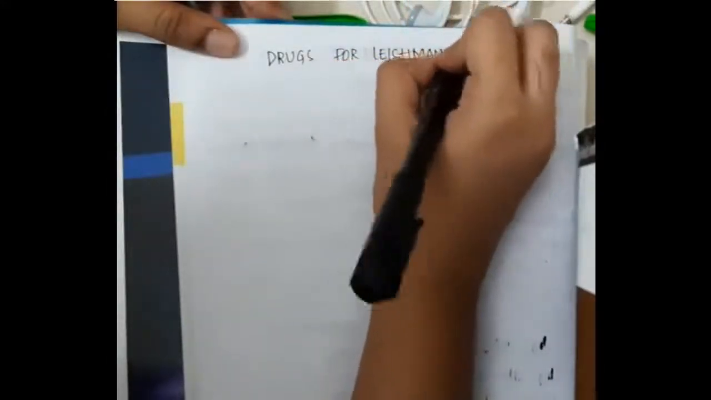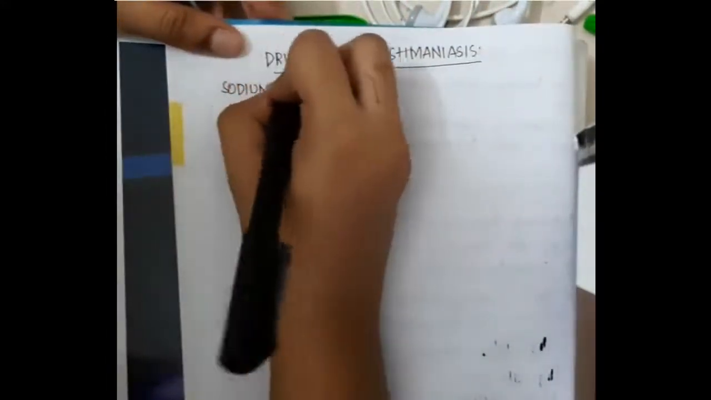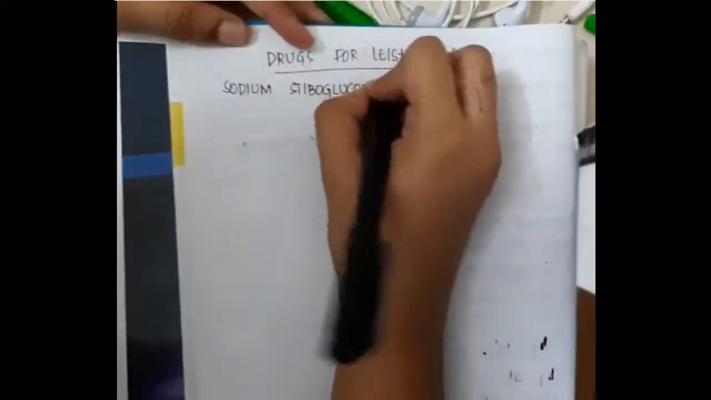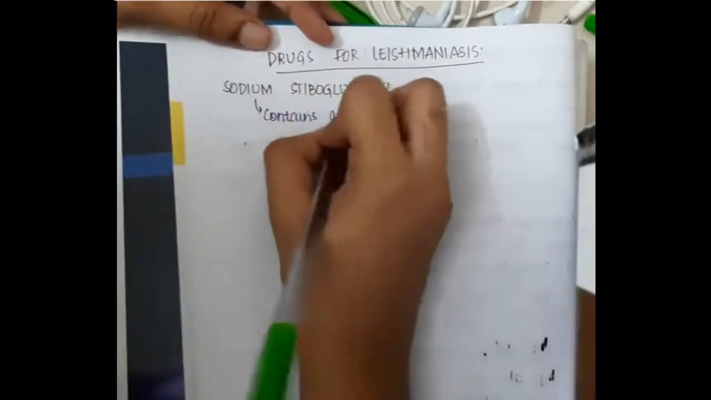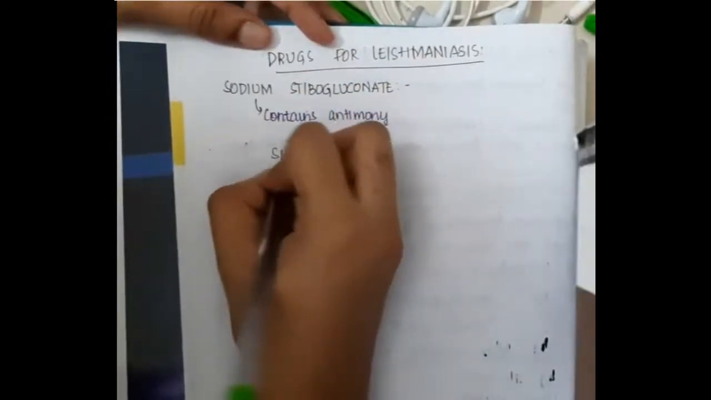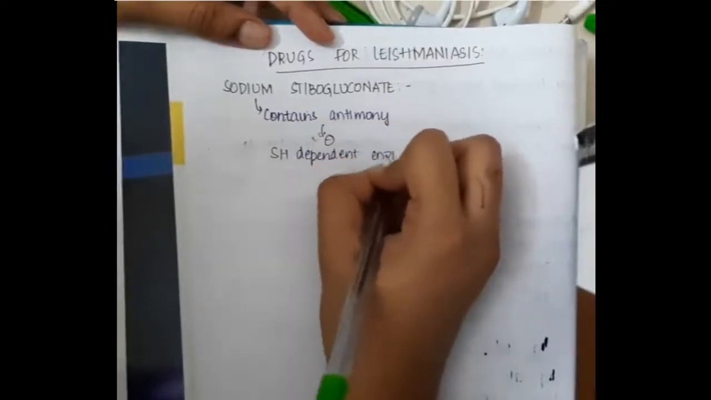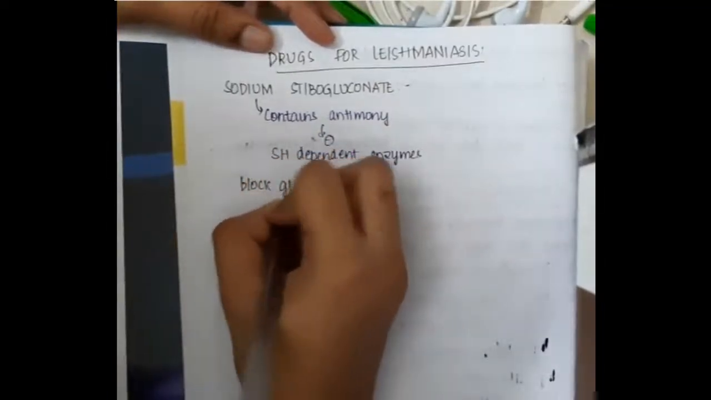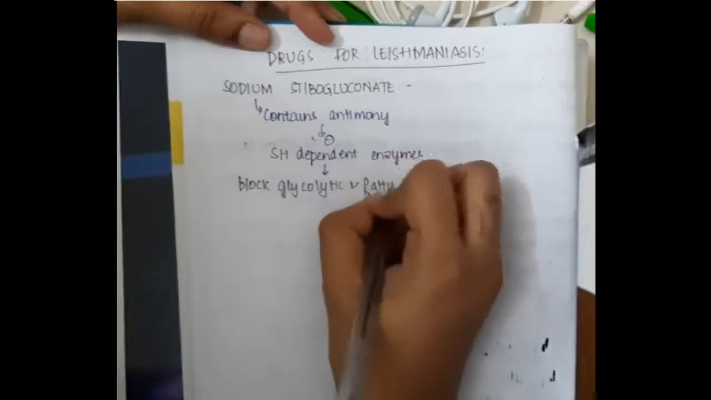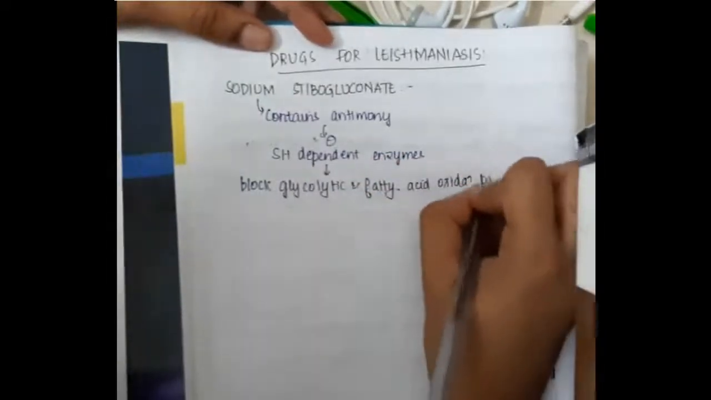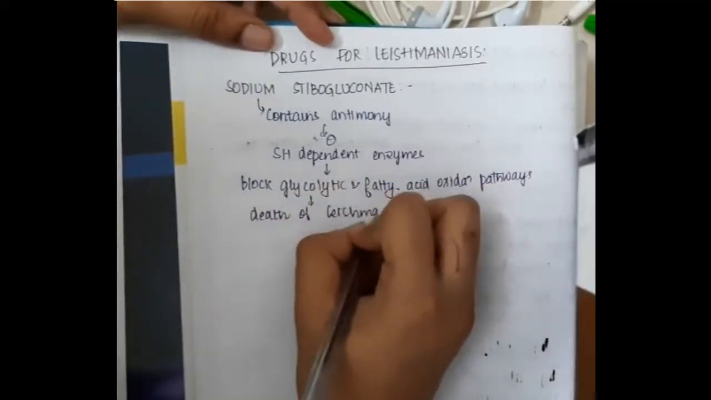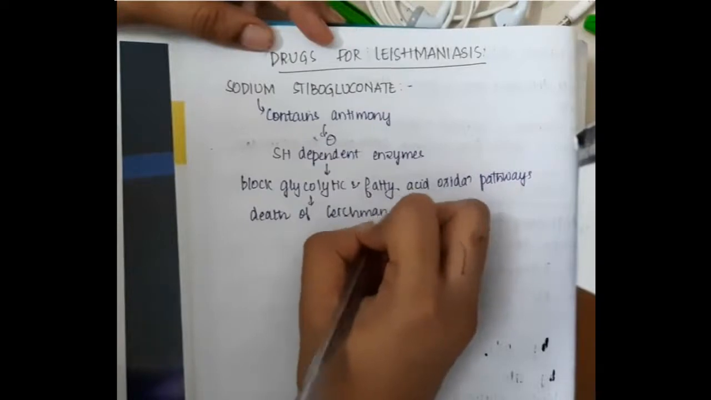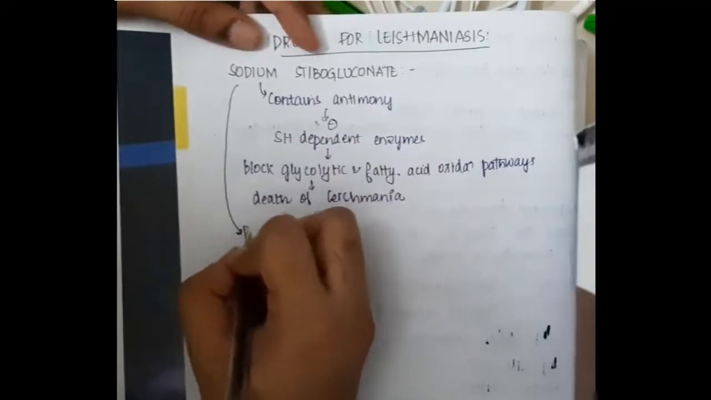In the drugs for leishmaniasis, first we have sodium stibogluconate. This contains antimony, and it will inhibit SH dependent enzymes. So it will block the glycolytic and fatty acid oxidation pathways, where these SH dependent enzymes are involved. This will lead to the death of leishmania.